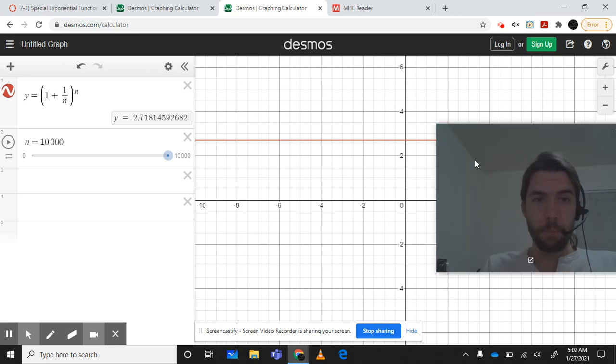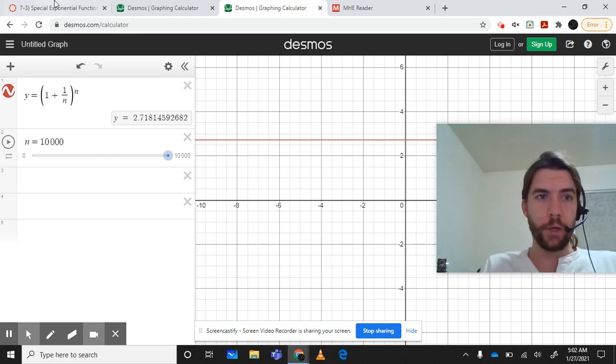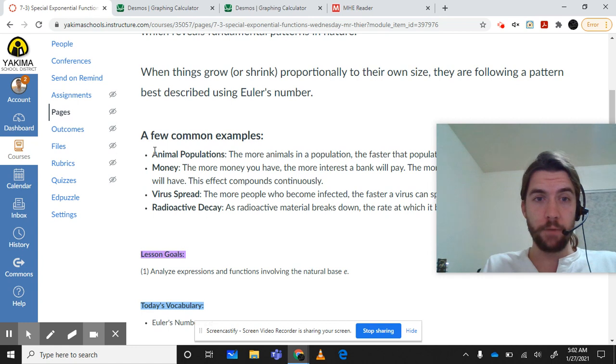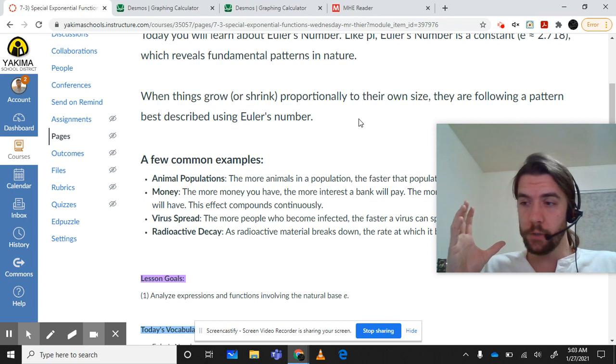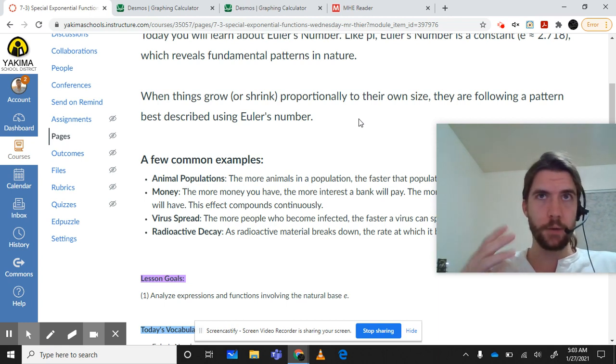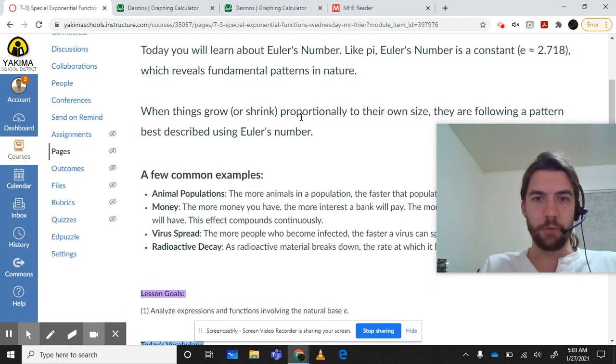Now, this number has a lot to do with what it says here on the Canvas page, proportional growth. I don't know if that's the only thing that we can tie it to. I would venture to say that there are different ways that you could approach describing this number and what effect it has, what topics it relates to well. But one thing it definitely relates to well is proportional growth.